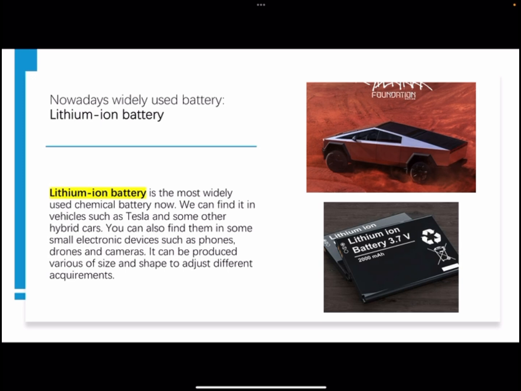The lithium-ion battery is the most widely used chemical battery now. We can find it in vehicles such as Tesla and some other hybrid cars. You can also find them in some small electronic devices such as phones, drones, and cameras. It can be produced in various sizes and shapes to meet different requirements. Thus, you can find this kind of battery in almost all electronic products.